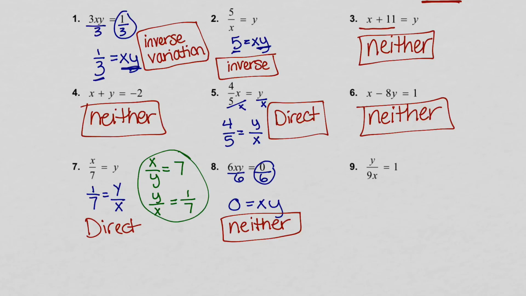All right, now on to number 9. I need to get rid of that 9 on this side, so x and y are by themselves. I'm going to multiply by 9, so I get y over x equals 9. Well, y over x is direct variation. All right.